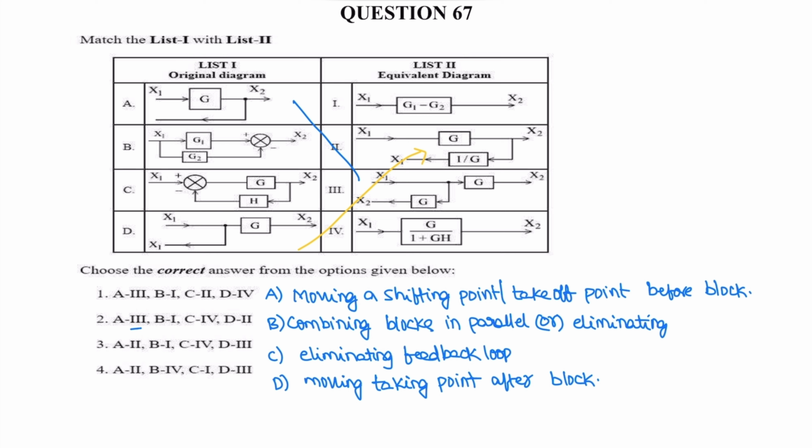Next, statement B: there are two parallel blocks. There is a forward path here, and similarly a forward path here. These are two parallel paths. So this is combining blocks in parallel, or eliminating the forward loop. There are two forward loops and we have to eliminate one forward loop.